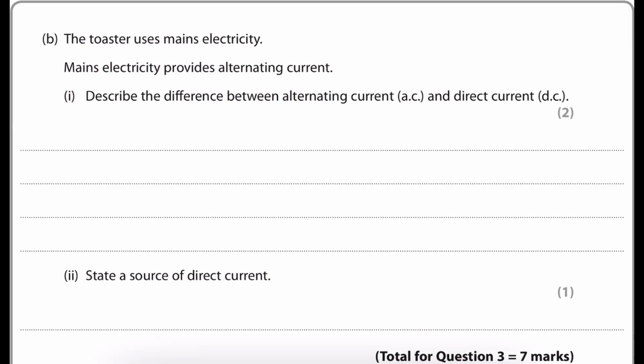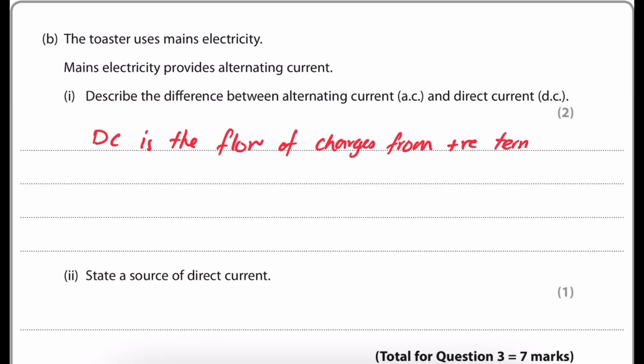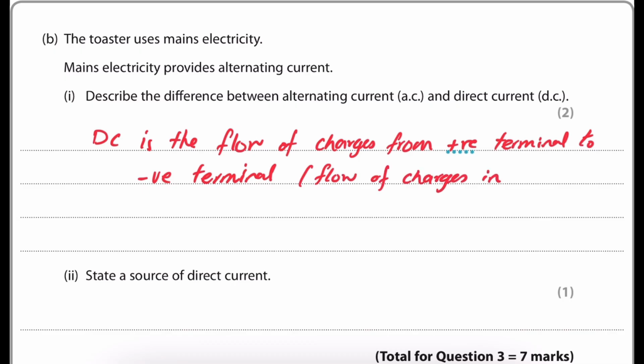Okay, I know the DC from the battery or the electric cell. So the DC is the flow of charges, for example, from the positive terminal to the negative terminal. And this one is the definition of the conventional current. So it means that the flow of charges is in one direction. So I get 1 mark for the DC. But for the AC, what does it mean?